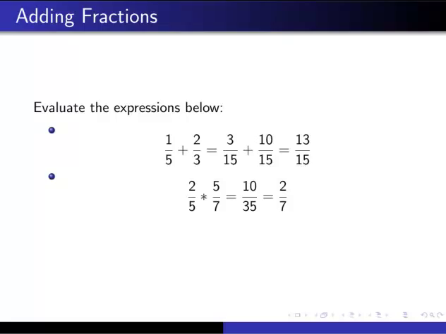So I just wanted to put in an example of multiplying to just remind you that it's actually very easy. So 2/5 times 5/7, well, you multiply the two numbers on top, so 2 times 5 is 10, and 5 times 7 is 35. So you end up with 10/35, and you could simplify by dividing top and bottom by 5 to get 2/7. I mean, they're the same thing.